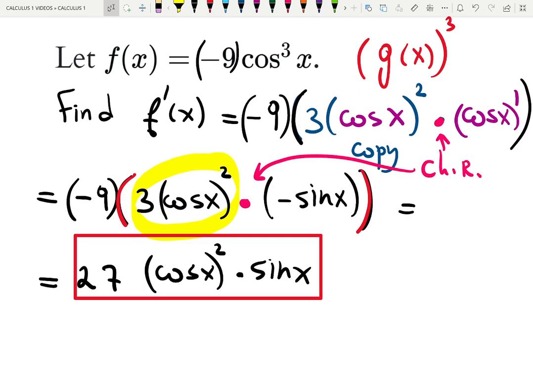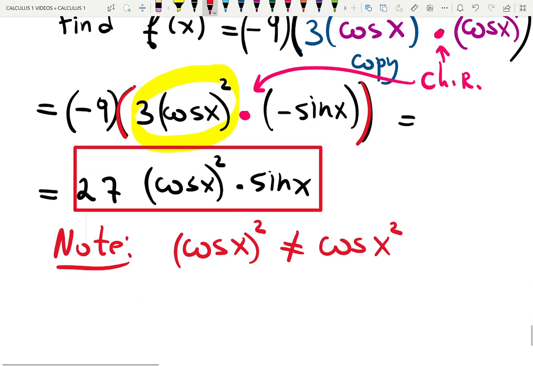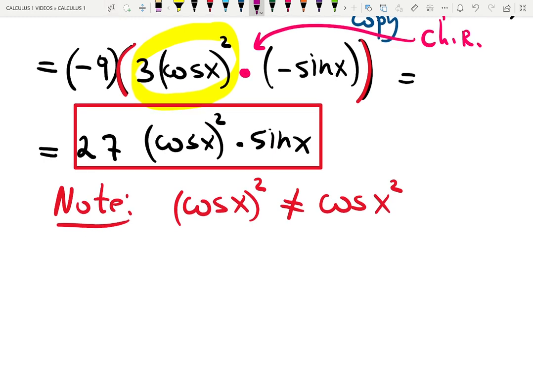So, chain rule was here, as inside function cosine raised to the third power. 3 goes down, cosine squared, times the derivative of the function inside, which is times negative sine. Note, this has nothing to do with chain rule, but just to explain: cosine x, parentheses squared, is not the same as cosine x squared. Be careful with that. Cosine x, parentheses squared, is cosine x times cosine x.